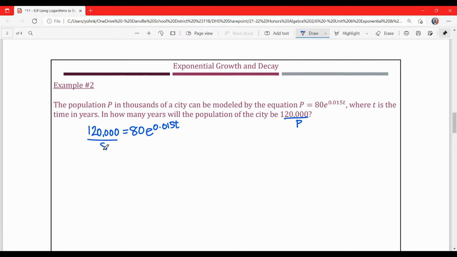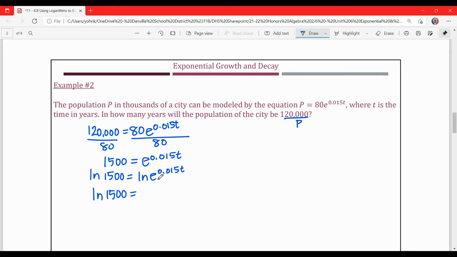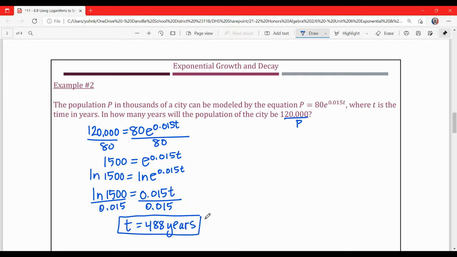I can divide both sides by 80. So I get 1.5 equals e to the 0.015 t. I can get to the exponent by taking the natural log of both sides. The left side doesn't change, ln of 1.5. The right side, the ln and the e cancel, and so I'm left with 0.015 t. I can divide both sides by 0.015. And I get t equals 488 years. So after 488 years, there will be 120,000 people.